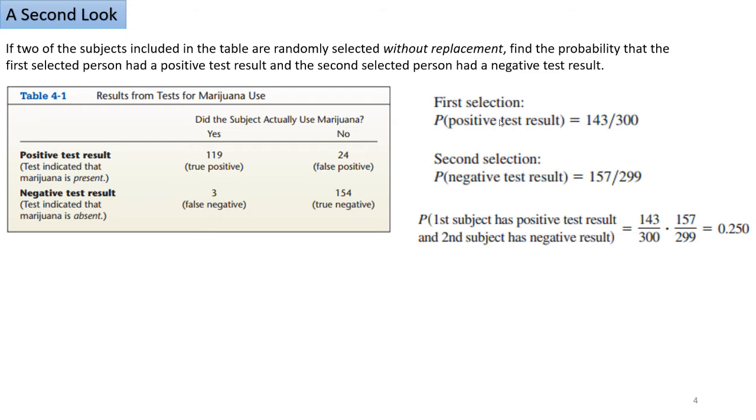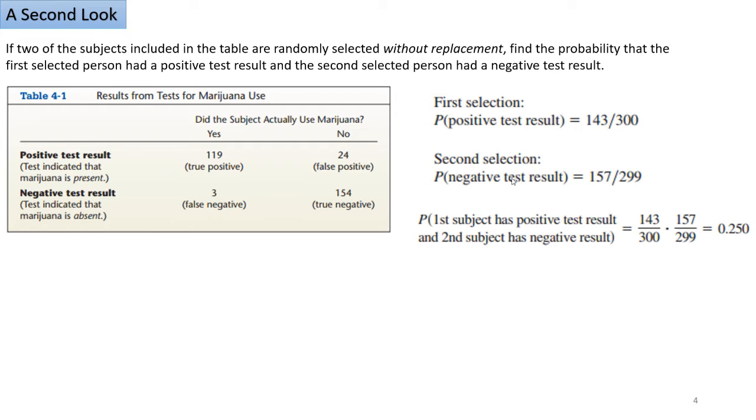So let's take a look at the first selection. What's the probability that a person selected at random has a positive test result? Well, we have 143 people here, and so the probability then is 143 out of 300. Now we want to find the probability that the second person selected has a negative test result.